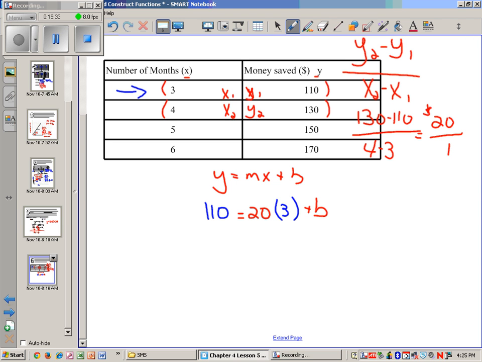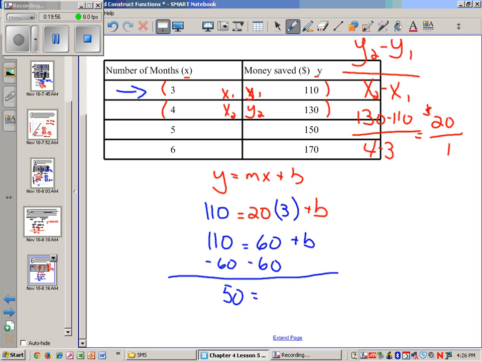Okay, once again, there's our formula to solve for our initial value, to see how much Ava had originally when she started saving. So let's multiply 20 times 3, which gets us 60. Plus our b equals our 110. Now we can subtract 60 from each side of the equal sign. So 110 minus 60 is 50, equals b. Her initial startup for Ava was she saved $50. She had $50 before she started saving her $20 a month.